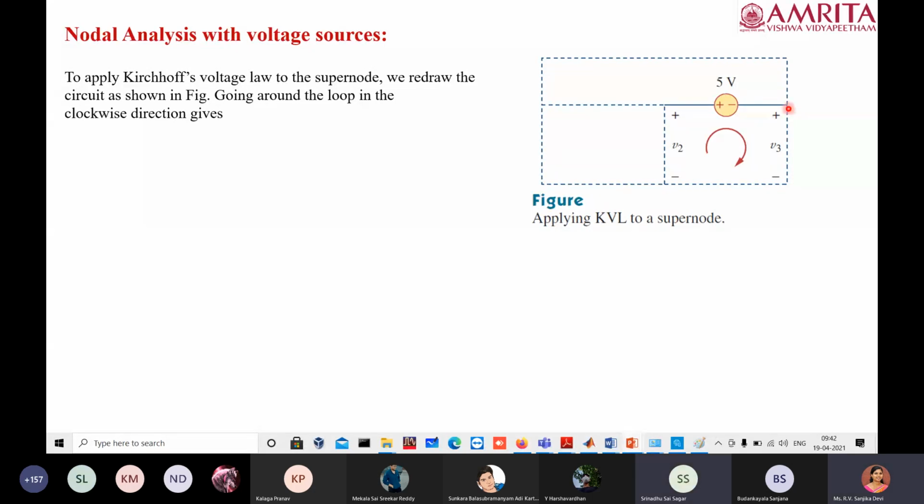Here the potential on the left extreme is V2, and on the right side it is V3. And here we have a 5 volt source between these two nodal voltages. This forms a closed circuit. So by applying KVL, we will be able to get one more equation relating V2 and V3. Okay, so how do we write it?